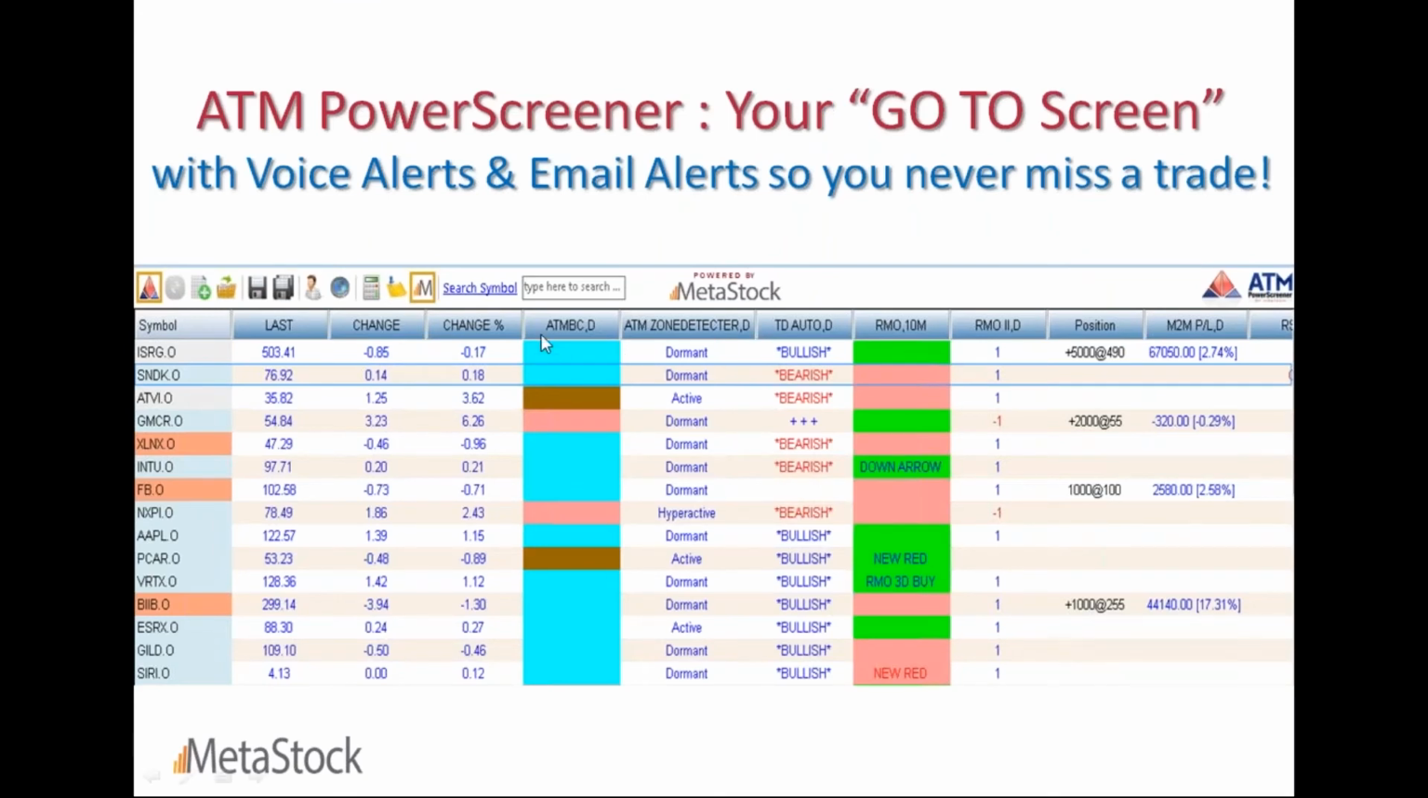You put in indicators of your choice. So that's the breakout catcher, the zone detector, the trend decider, the RMO. Notice over here I can put a 10-minute time frame, a daily time frame. So all of that stuff can be done within the Power Screener. It's like my quote board, my go-to screen, the place where I have all my alerts set in, the place I enter all my different trades, watch how the market's moving, and place trades that way.